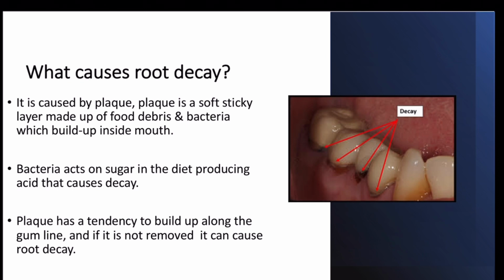Now the major cause of root decay is plaque. Plaque is a soft sticky layer which forms every time we eat food. Plaque contains food debris and bacteria. Whenever we are eating food or sugars, the sugar in the diet causes decay as it produces acid. Plaque has a tendency to build up along the gum line, and if it is not removed, it can cause decay.